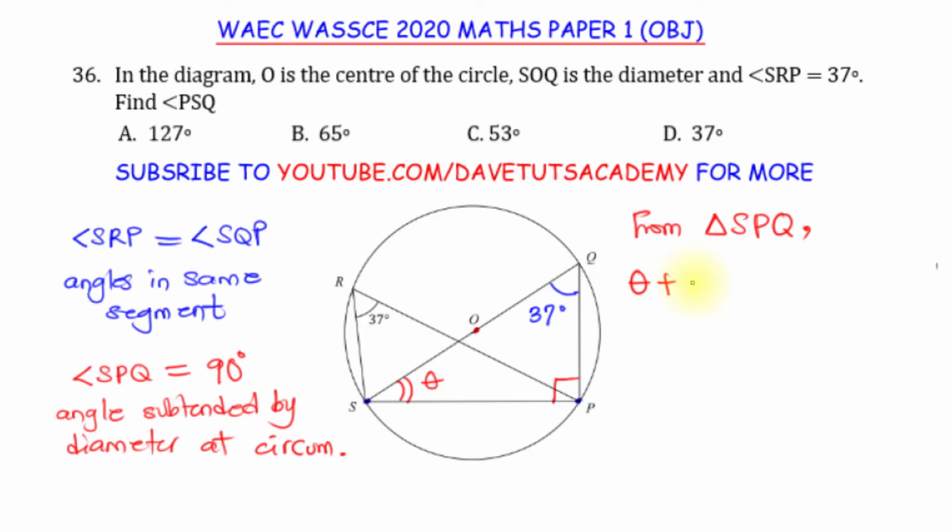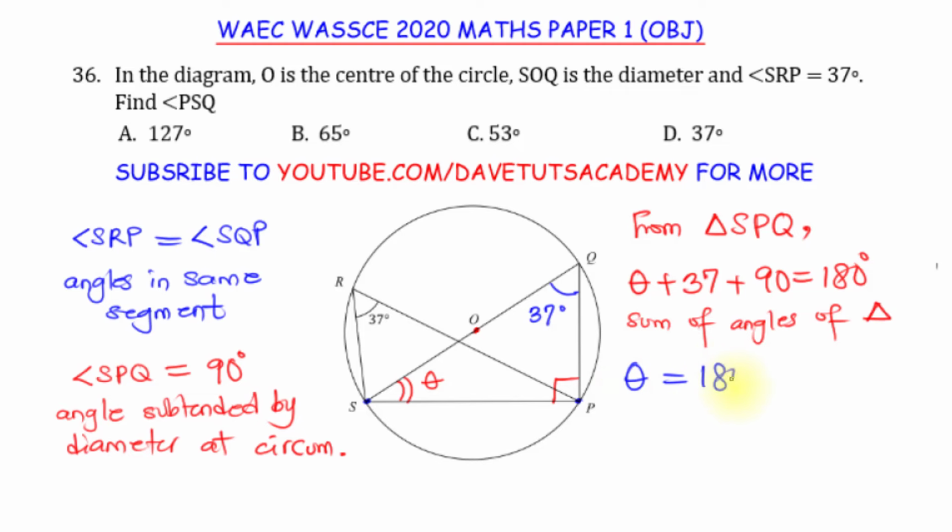So we can say theta plus 37 plus 90 is equal to 180 degrees, because those are the sum of angles of a triangle. I'm writing all this so that it will just be a priority in our heart to understand the reasons why we are postulating all this and we are coming to the conclusion that we are arriving at. So theta will be 180 minus the sum of 37 and 90. That will be 127. And if you carry out that, 180 minus 127 will be 53 degrees.